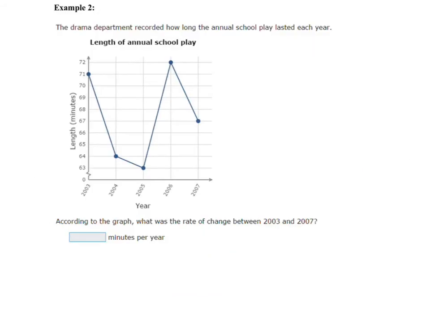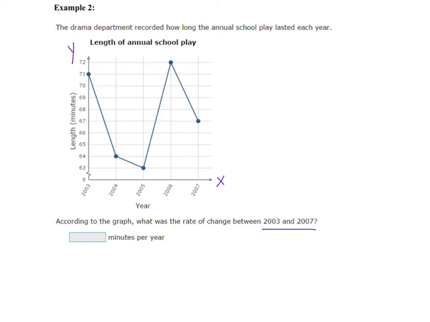Okay, so let's look at example 2. We're given a graph in this problem. We want to find the rate of change. The question states, the drama department recorded how long the annual school play lasted each year. According to the graph, what was the rate of change between 2003 and 2007? They want to know how many minutes per year. So let's first label our graph. Remember, our horizontal axis is our x, and our vertical is our y. And it states here, here's our year, here's our length in minutes, and they want to know the length of the annual school play, between 2003 to 2007.